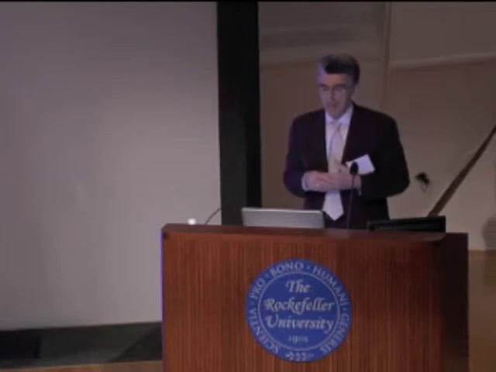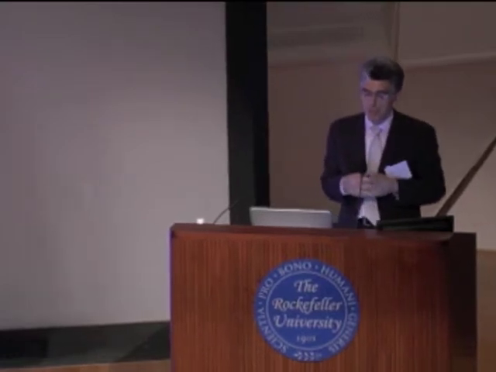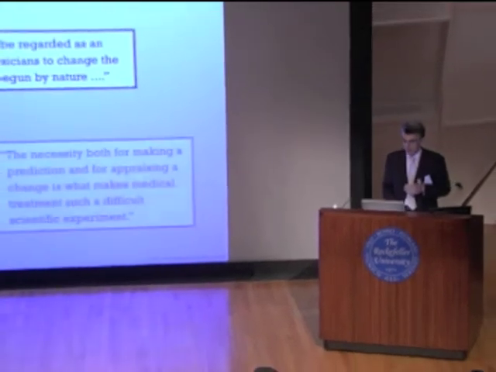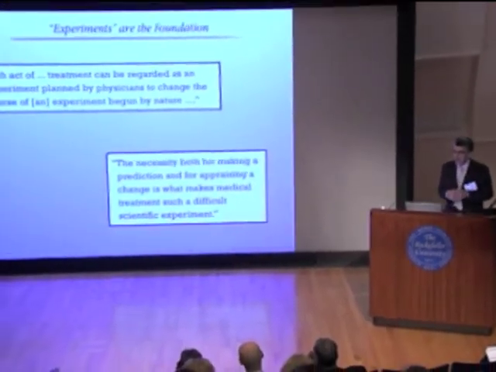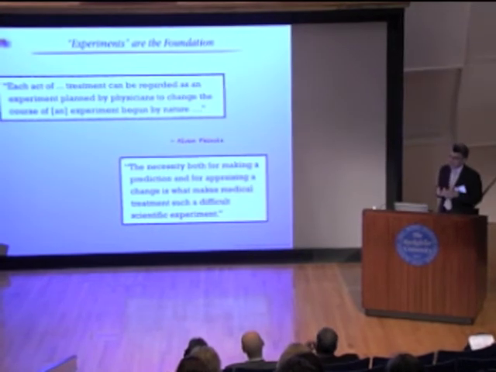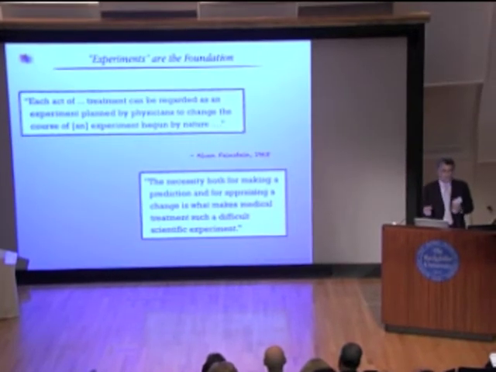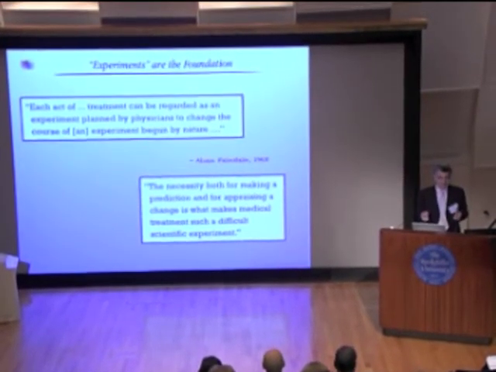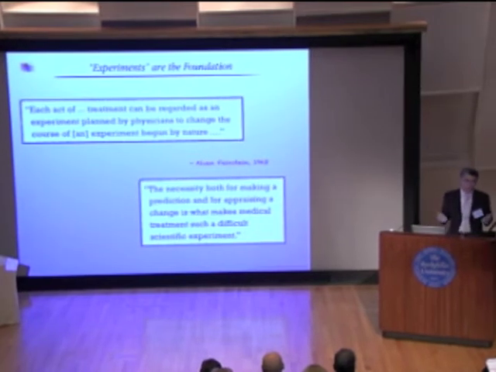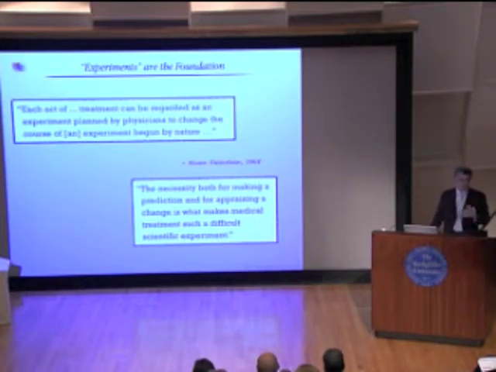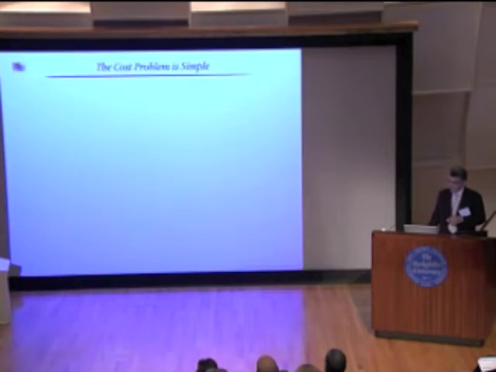So each act or treatment can be regarded as an experiment planned by physicians to change the course of an experiment started by nature. Very, very important concept. The necessity both for making a prediction and appraising a change is what makes medical treatment such a difficult experiment. Believe me, economists have it easy. They do all their forecasting, but they're never held accountable for anything. Okay. This, again, was Alvin Feinstein pointing this out. Unfortunately, in some circles, this concept has been lost.